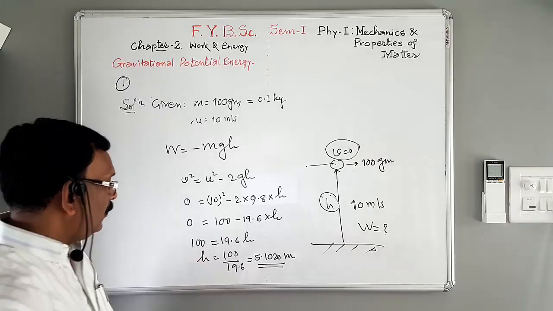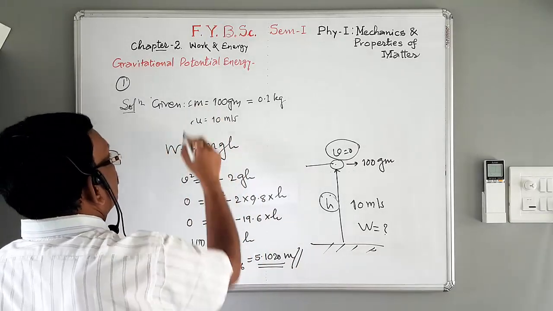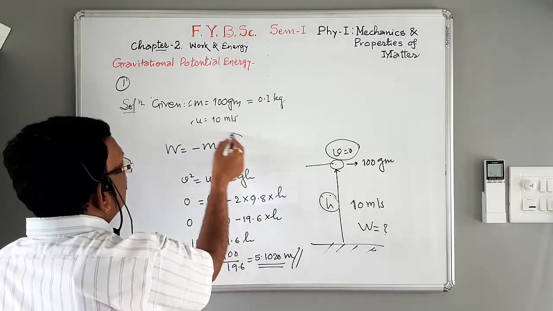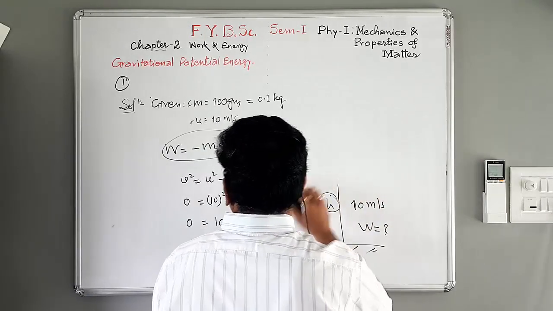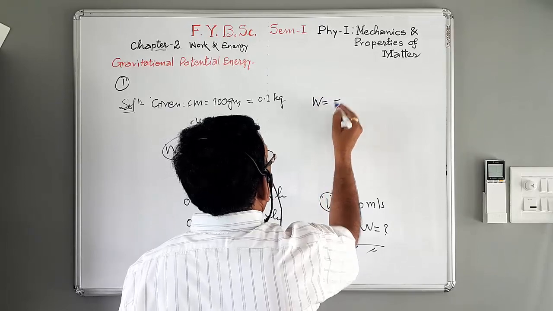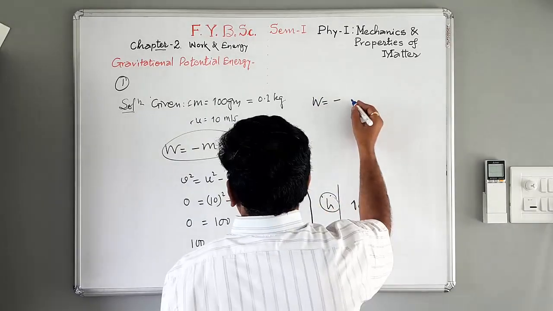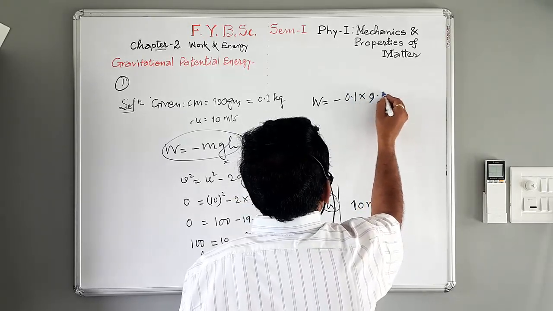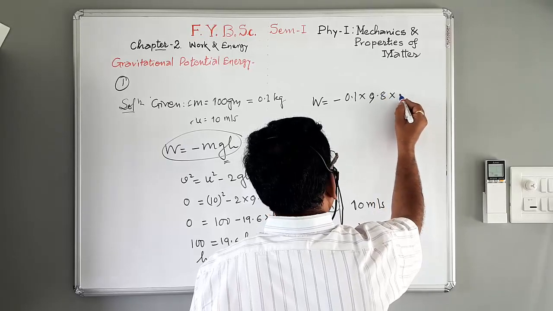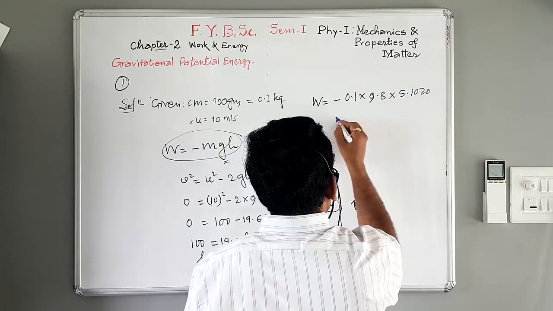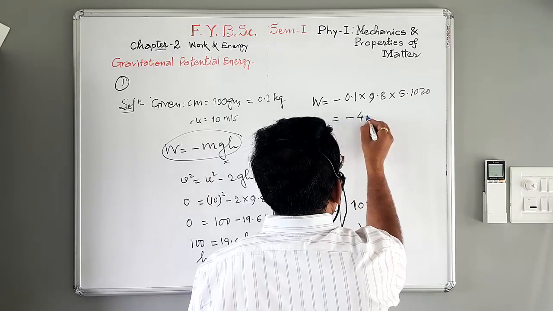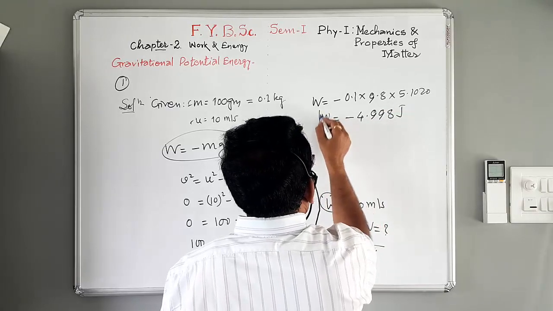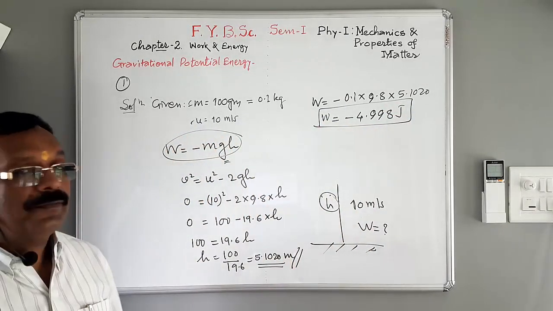You obtained the height. You have the mass and you have the constant g. Therefore, by putting all these values in this formula, we get the work done. W is equal to minus mgh, minus because it is against the gravity. What is the value of m? 0.1 into g 9.8 into h 5.1020, and when you solve this we will get 4.998 joule. This is the final answer of this problem.